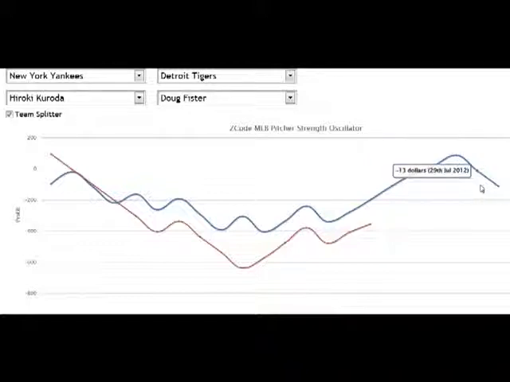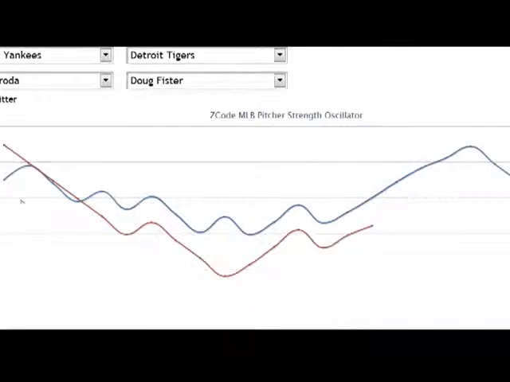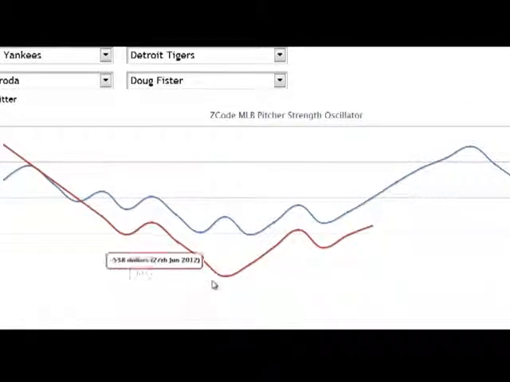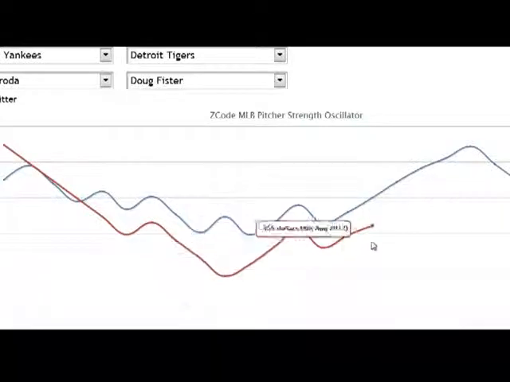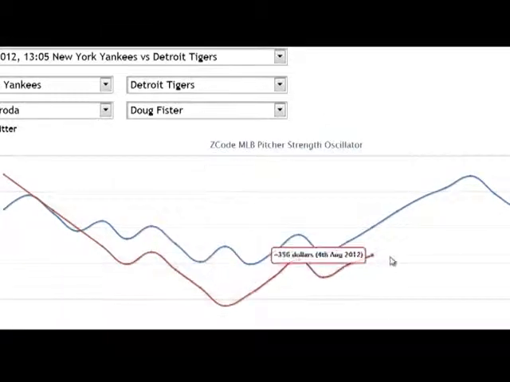However, during the last few games, he lost again. On the other hand, you can see that Doug Fister started this season as a big loser. He lost $600. However, the last few games, he's been pretty stable. And just look in the chart. You can believe that Doug Fister might win this one, or at least be competitive with Hiroki Kuroda.